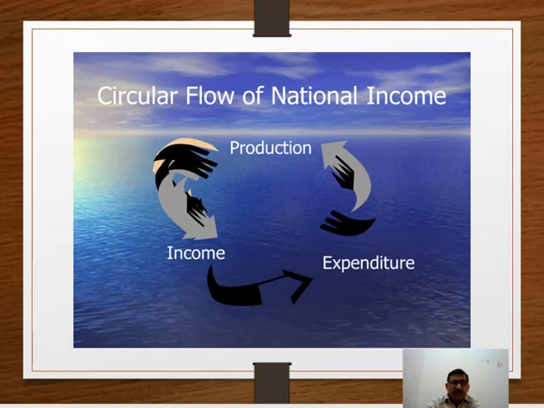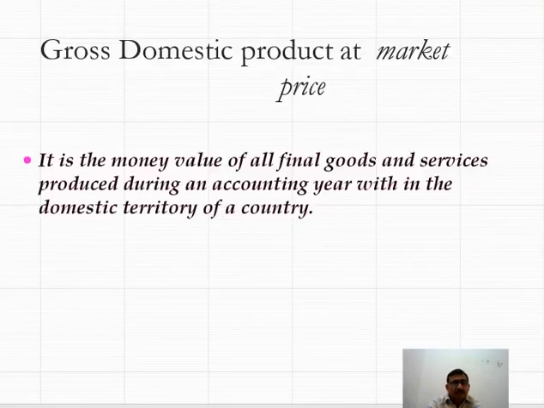When income is received by the factors of production, it is spent, that is the expenditure phase, and it is spent again to purchase goods and services from the producing sector. So this phase goes into the circular manner.